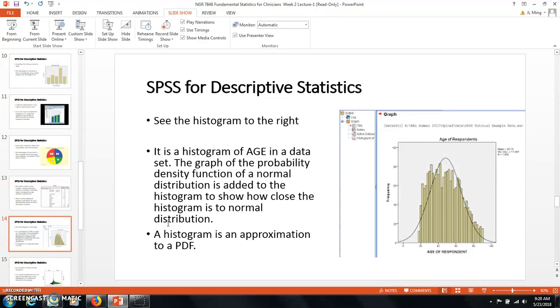So here is the histogram of age. The histogram is really the graph of a probability. It's a discrete version of the probability density function. Once we plot the histogram, usually we can add the probability density function of a normal distribution, and this allows us to compare the histogram we produced and how close it is to a normal distribution. The normal distribution assumption of the data is very important for us to perform many statistical tests later on.